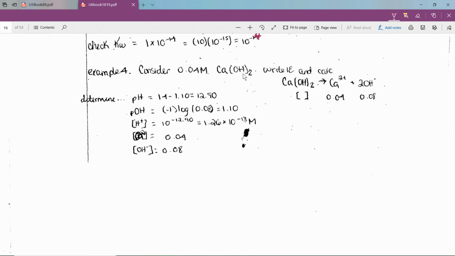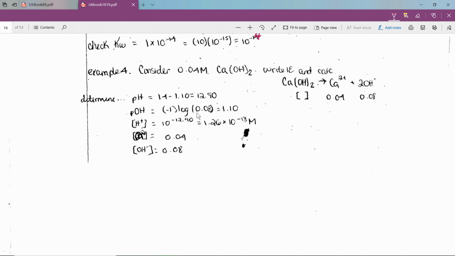Ca(OH)2. So we want to write the ionization equation and calculate everything we can about that. Ca(OH)2 goes to Ca2+ plus 2 OH-. There's always some students who have problems with this because they'll write Ca2+ as 0.04 and they'll write the hydroxide as 0.04 as well. It's not 0.04, it's 2 times that. It's 0.08.